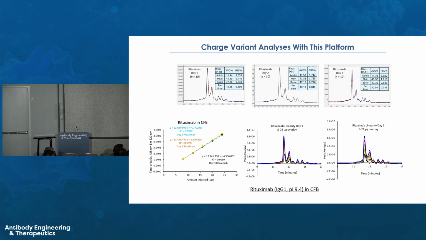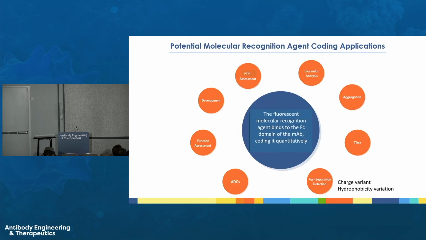It's so easy because you don't have to do protein A. You just take crude, inject it. And this is a very, very commonly used critical quality attribute during process development. So the bottom line, you have a lot of applications for this kind of molecular recognition coding. With a fluorescent molecular recognition agent that binds to the Fc domain of the mAb, it codes it quantitatively. So you can do biosimilar analysis, distinguish between biosimilars and originators, which is very important.